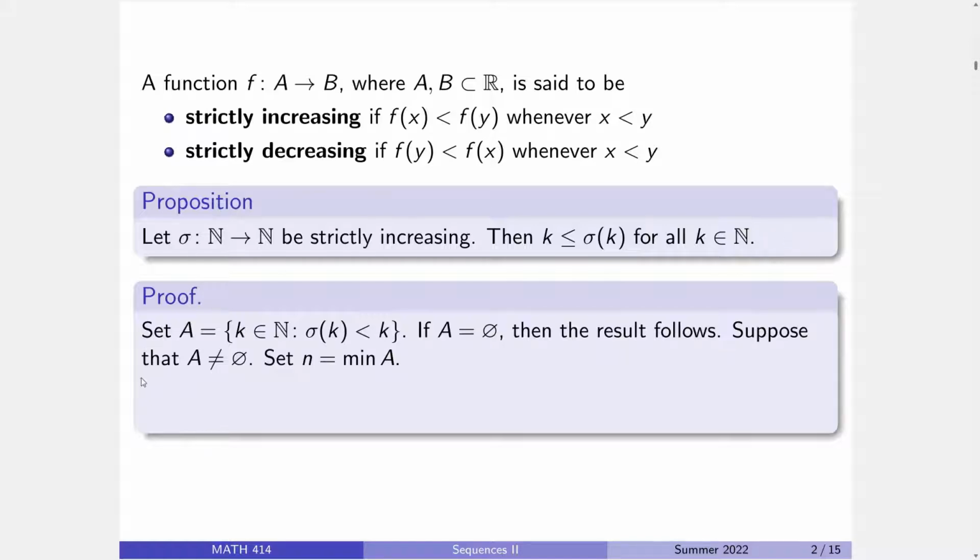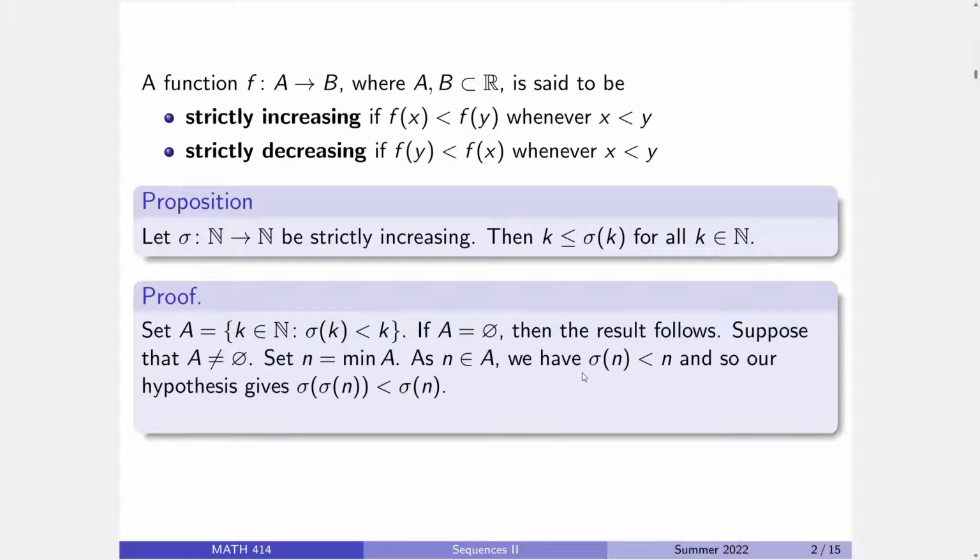Anyway, okay, so we set up this set. Suppose it's not empty. It's got to have a minimum. Now, minimums belong to the set, so that means we must have this property. So, hey, my function is strictly increasing, so I've got this. But what does this mean? This means that phi of n needs to be in the set.